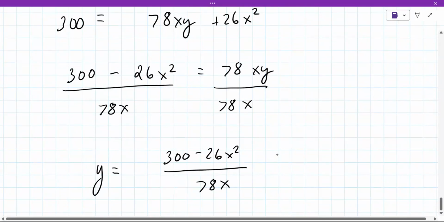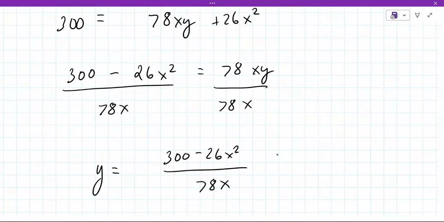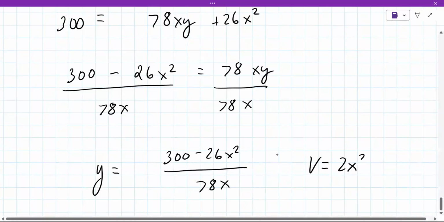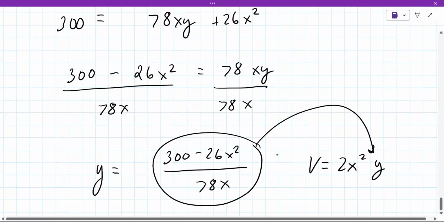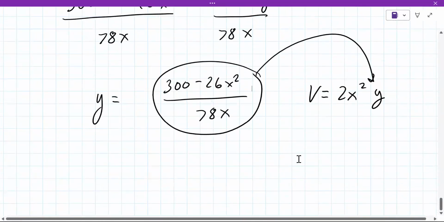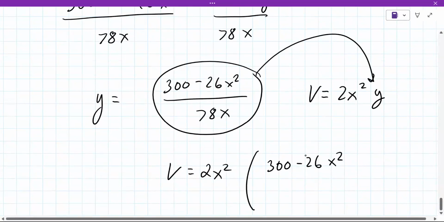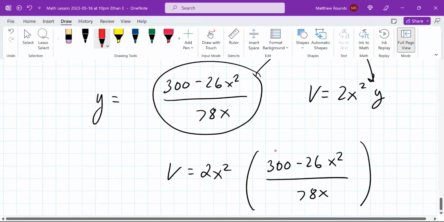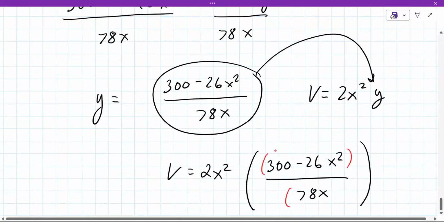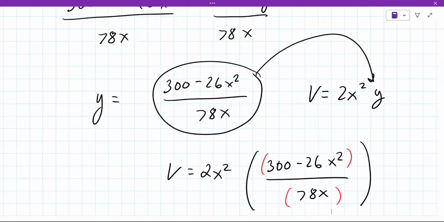And then we go back to the volume. The volume was 2x squared y, and we plug that in for y. So it's another calculator thing. Your volume is 2x squared times 300 minus 26x squared over 78x. On your calculator, make sure you add parentheses in the numerator and the denominator. And now you graph. When you take calculus, you can learn how to do it by hand.